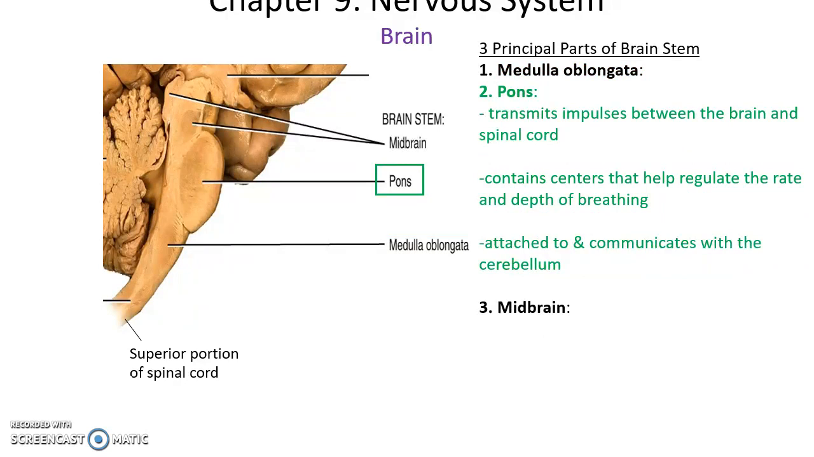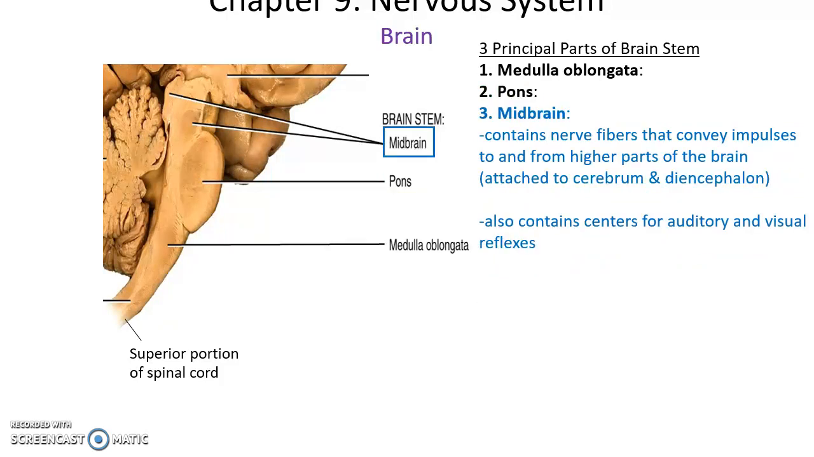You have the pons. The pons transmits impulses between the brain and spinal cord as well. Also contains centers that regulate the rate and depth of breathing, and it is attached to and communicates with the cerebellum. And then the midbrain contains nerve fibers that convey impulses to and from higher parts of the brain. It is directly attached to the cerebrum and the diencephalon.